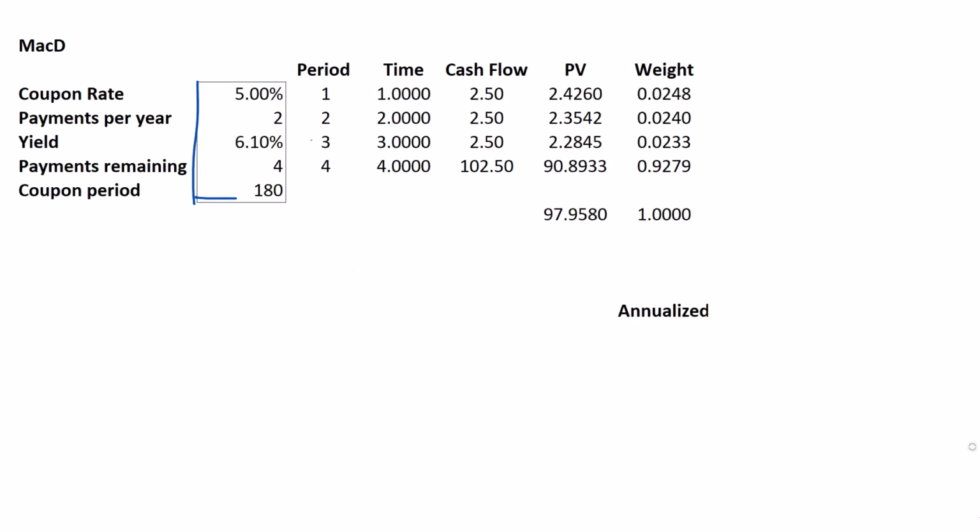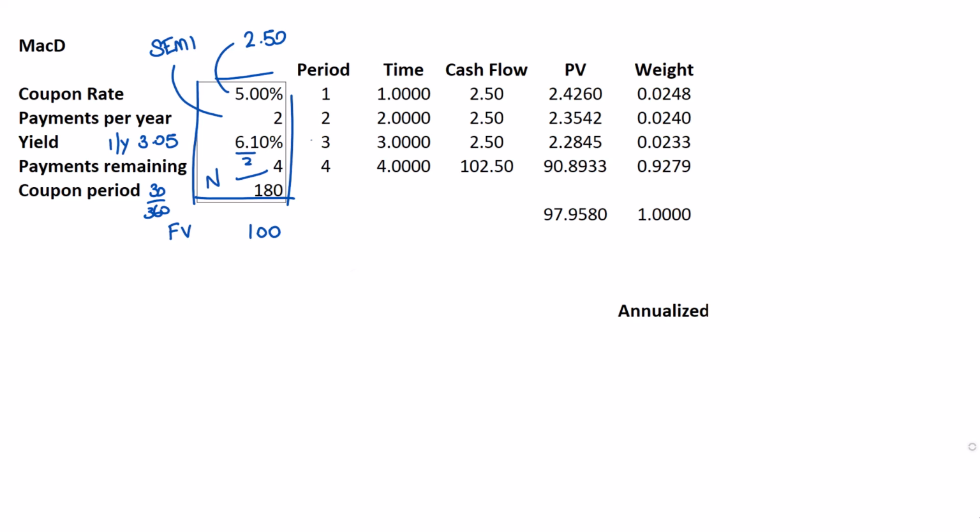We have in a box here our inputs. It is a 5% coupon, that's always stated annually, and 2 payments per year. So we have a semi-annual bond paying a coupon of 2.5, assuming a face value, so future value in your calcs, of 100. Yield is 6.1, again quoted annually. That means IY of 3.05 if you're going to value it. 4 payments remaining, so N is 4, 2 years or 4 semi-annual periods. Coupon period is 180, so clearly we're doing a 360 here just to keep it simple.